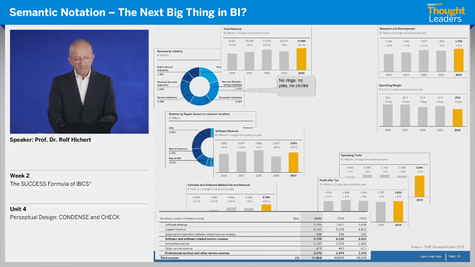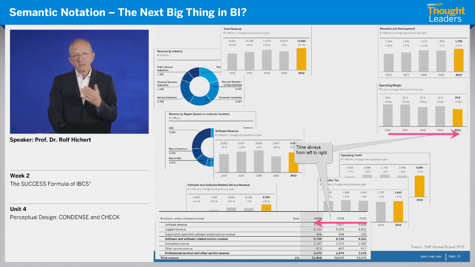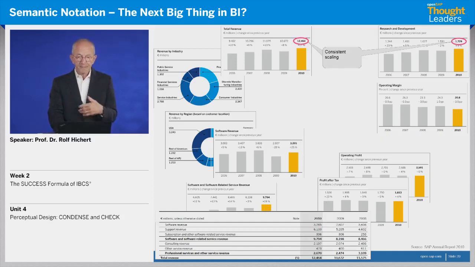So, I can repeat some issues we already had and then come to the condensed part. For instance, here, no rings, no pies, no circles. We talked about this. There are better means of transferring information. It's only a one-dimensional thing. We talked about the direction of time. It is difficult for us to understand if the time goes in a table in the opposite way than in this chart. And of course, scaling is an issue. We will come back to this in the next unit, which means we have the need for consistent scaling.